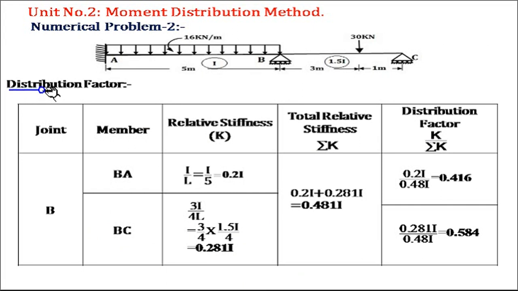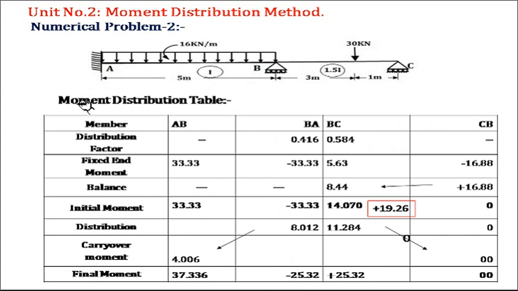Next step, we found the distribution factors of the different members at joint B. Distribution factor in member BA is 0.416. Distribution factor in member BC is 0.584. Addition of these two is equal to 1. In the moment distribution table, we found the final moments in different members of the continuous beam ABC.